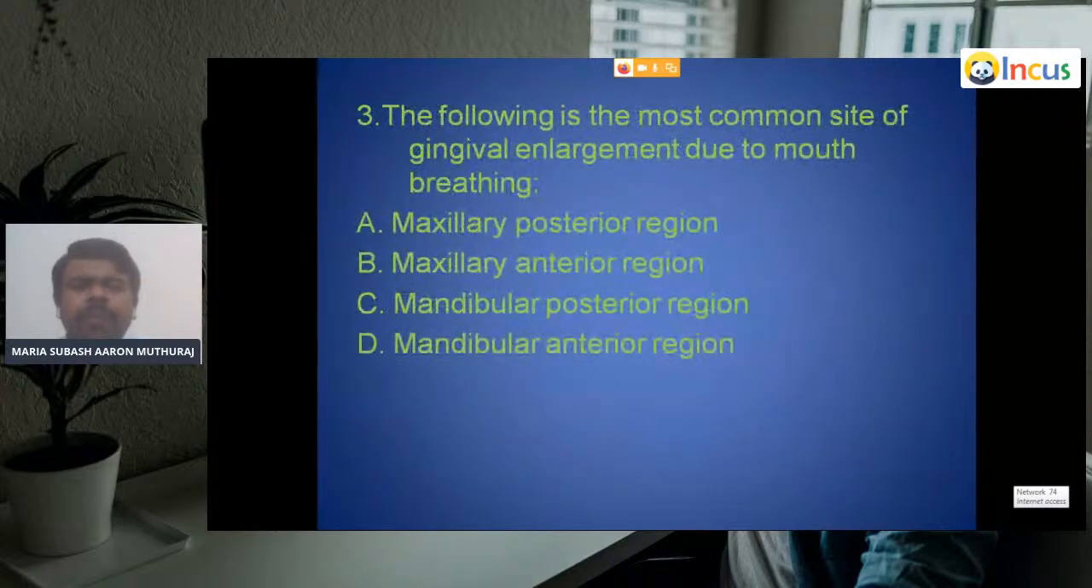Third question: the most common site of gingival enlargement due to mouth breathing. In mouth breathing, the maxillary anterior region is more prone to dehydration. This dehydration has an irritating effect on the maxillary facial gingiva, and therefore the maxillary anterior region is the most common site of gingival enlargement due to mouth breathing.